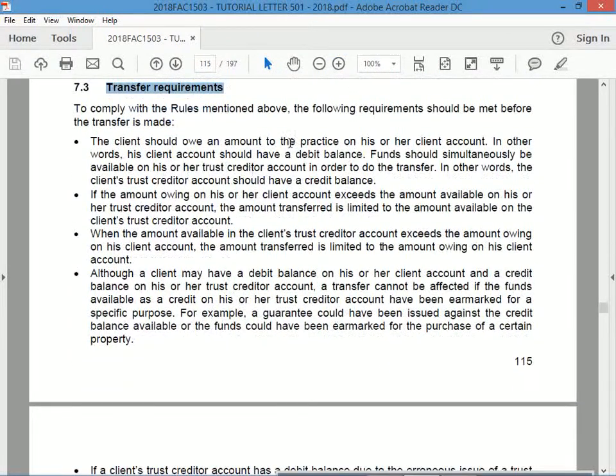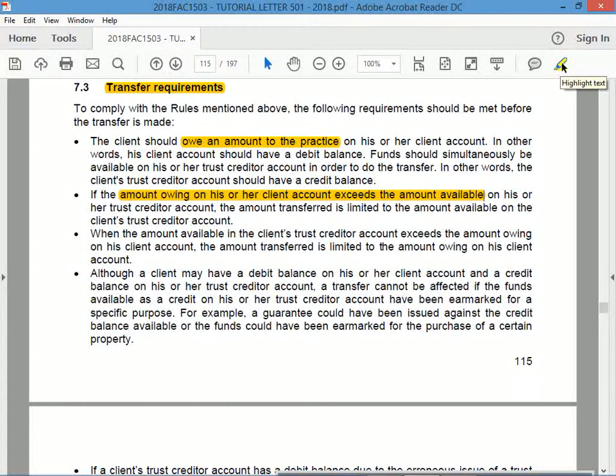Just to quickly go through this again, we did go through it previously, just to highlight some of the key words here. The client obviously needs to owe an amount to the business. So you cannot take money from the client's account if the client doesn't actually owe you anything. That wouldn't be ethical. If the amount owing on his or her account exceeds the amount available, obviously you'd be limited to what's available.